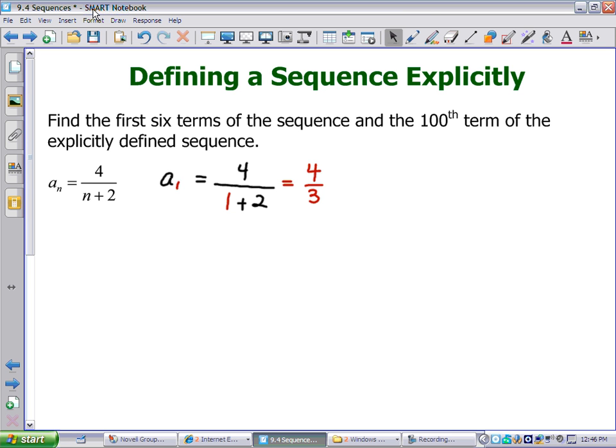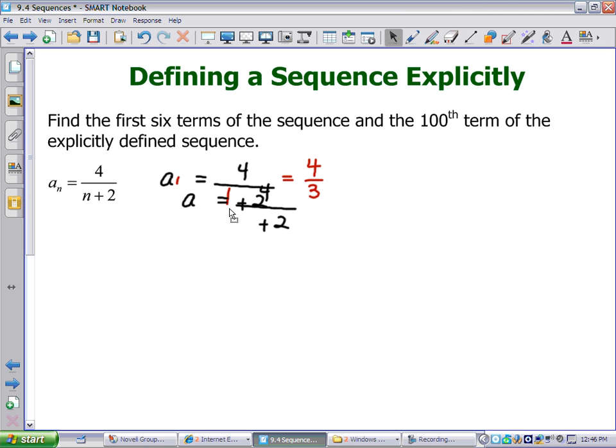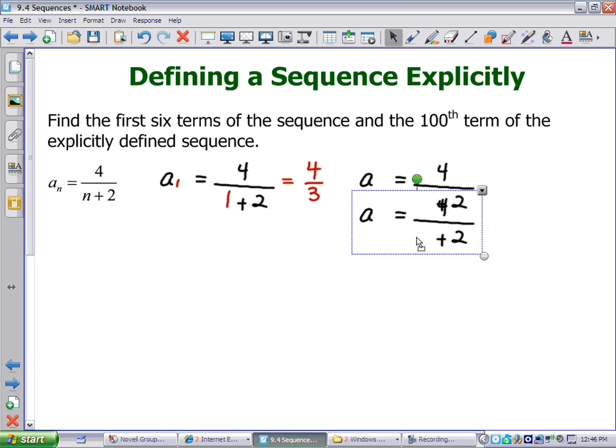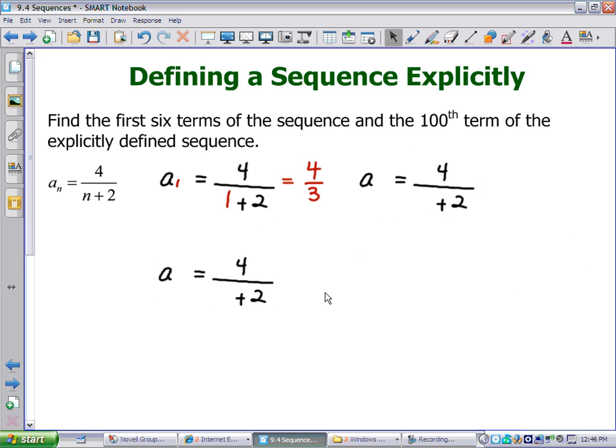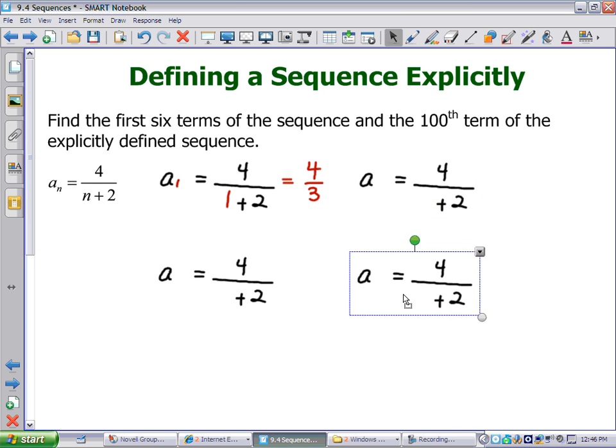Well, we're going to do this over and over again so that I get the first 6 terms and the 100th term. So I'm going to go ahead and copy. And I'm going to do this again for the second, the third, the fourth, and the fifth and sixth terms. Okay, so if I do this for the second term, I'm going to plug in 2 over here. This is now 4 over 4, which reduces to be 1.